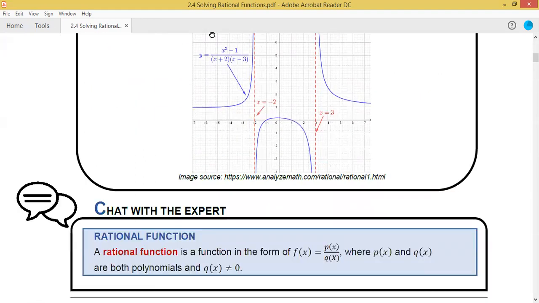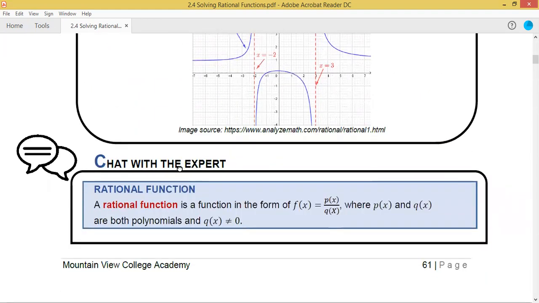Now let's learn about rational function. Let's review the definition. A rational function is a function in the form of f of x equals p of x over q of x, where both numerator and denominator are polynomials, and the denominator is not equal to 0, or else it becomes undefined.